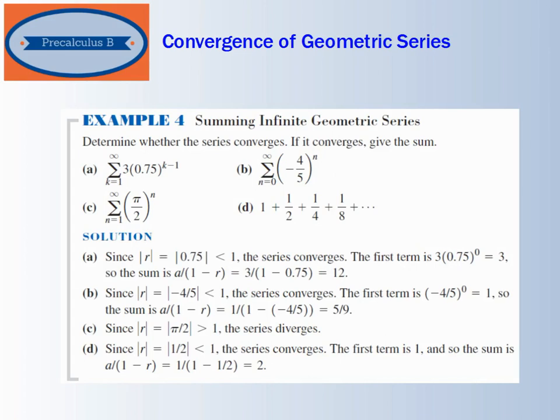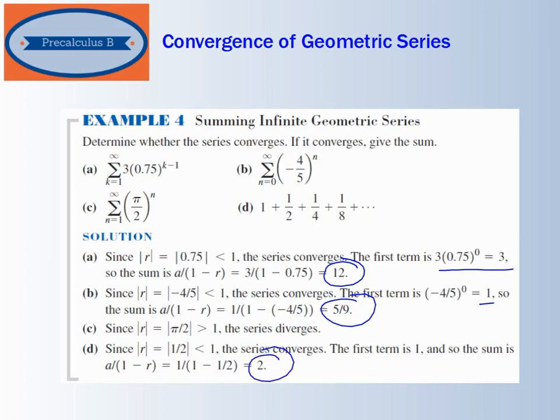In A, we're just going to plug that in. We'll find the first term, which is 3. And so the sum is just going to be that first term a divided by 1 minus r. So it's 3 divided by 1 minus 0.75, which gives us 12. We do the same thing for B. We find the first term. It's 1. So it's just going to be 1 divided by 1 minus -4/5, which gives us 5/9. C, we know it diverges. And then the last one, we know it converges. The first term is 1, so the sum is just 1 over 1 minus 1/2, which is equal to 2.